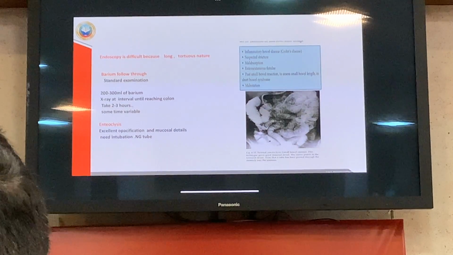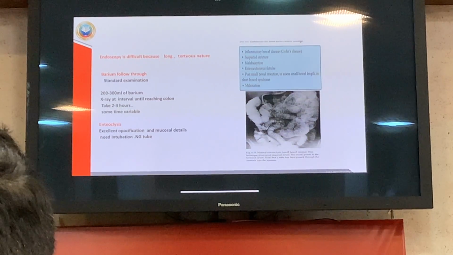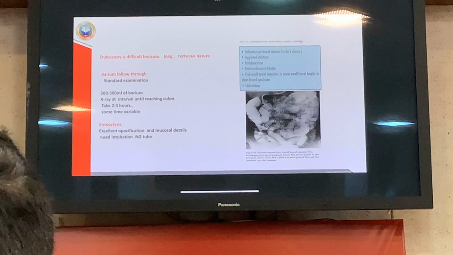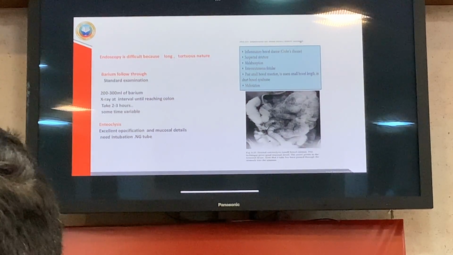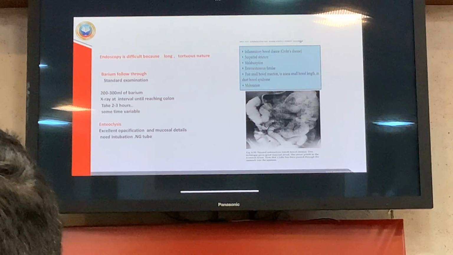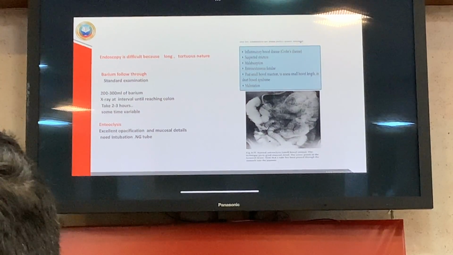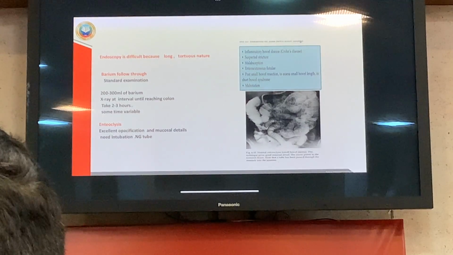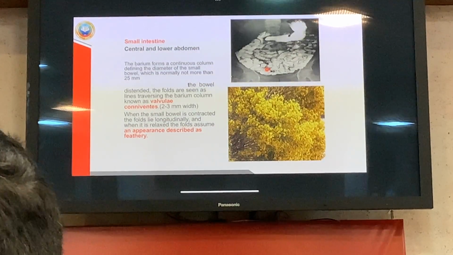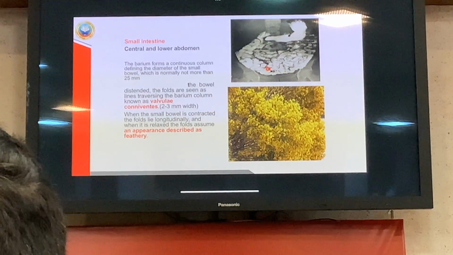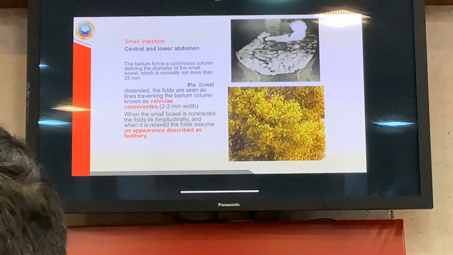Barium follow through, and we have 300 ml of the barium, X-ray interval, like any other X-ray, or enteroclysis by passing the tube, reaching inside the bowel and followed by contrast. The normal mucosa of the small intestine, this is a normal mucosa of the small intestine, and similar to this, it is called feathery appearance.